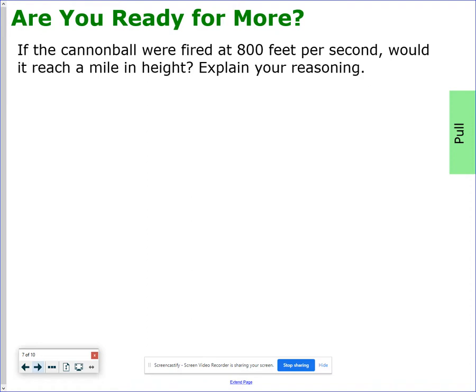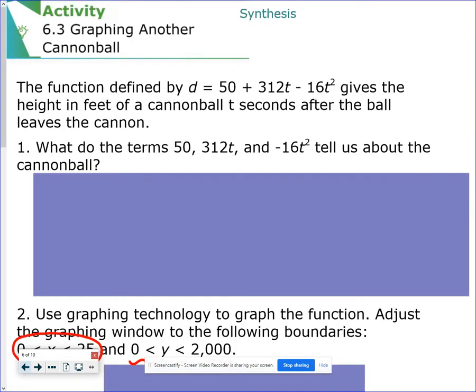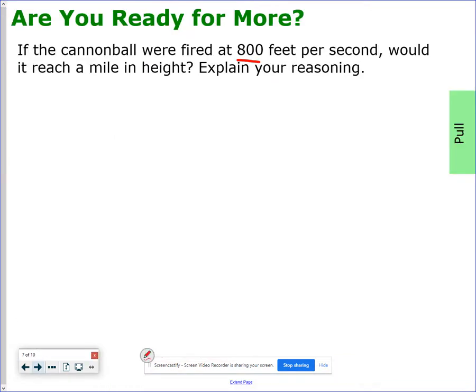Okay, so if the cannonball were fired at 800 feet per second, I want to know if it would reach a mile in height. So let's take a look at that. This is now a different cannonball because it's got a different velocity. On my last one, we did start at 50. So we're going to use the same equation, but we're going to change this number right here to be 800. So it's got a different velocity. So I'm going to have that my height would be starting at 50 feet. It's going to increase by 800 feet every second, but we have to take away gravity.